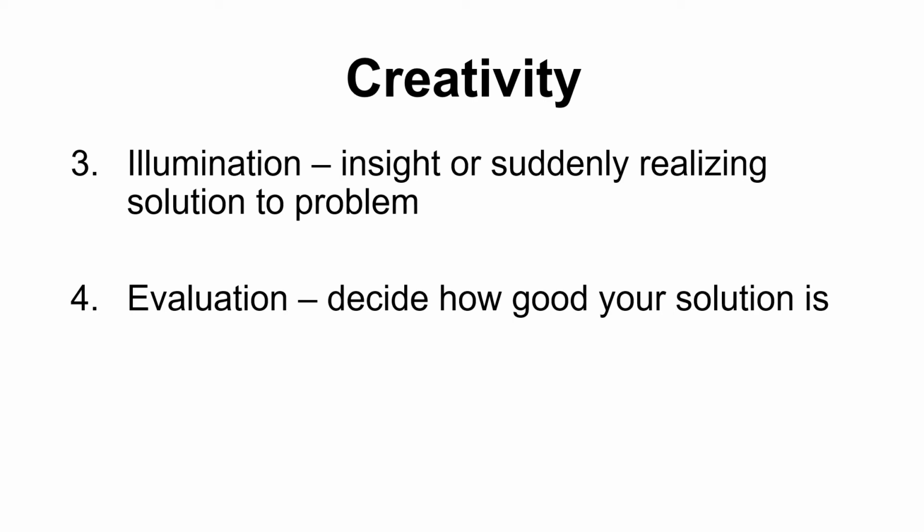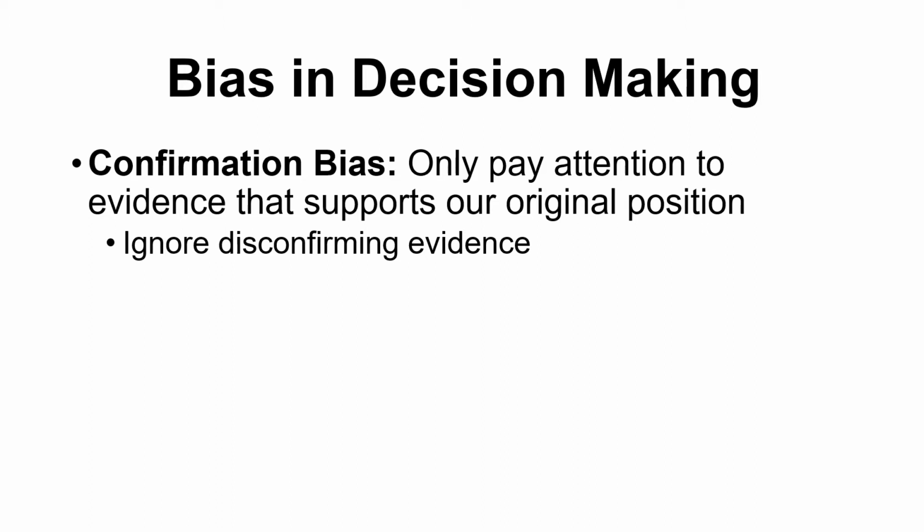Is this a good way to solve this problem? Or do we need to keep considering our options? Do we need to keep thinking about it? For the next couple of slides, we're going to talk a little bit about potential biases in our decision-making process. So, things that we should keep in mind, ways that our decision-making process can be led astray.